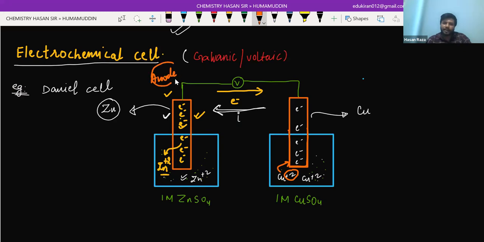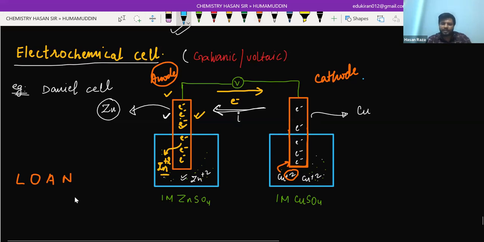On the left hand side, it is anode. And on the right hand side, it is cathode. Now, what we saw here is that on the left hand side oxidation is going on, and it is anode and it is negatively charged. We will talk about this later. First of all, concentrate on the left hand side. What is going on? This is your anode.